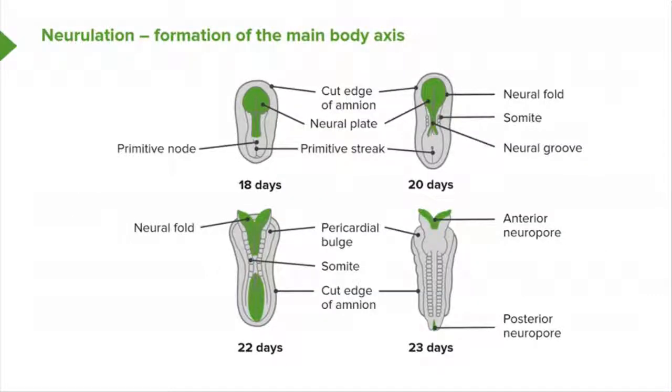So just revising that with the labelling on the diagrams, you can see where the primitive node and primitive streak were, and the folds beginning to rise up on either side, coming together to meet in the midline, and then the fusion extending towards the head and extending towards the tail. And you can already imagine, I'm sure, that this process might fail, it might not be complete at various points, and that will cause a variety of birth defects, which we'll look at a little later within this lecture itself.